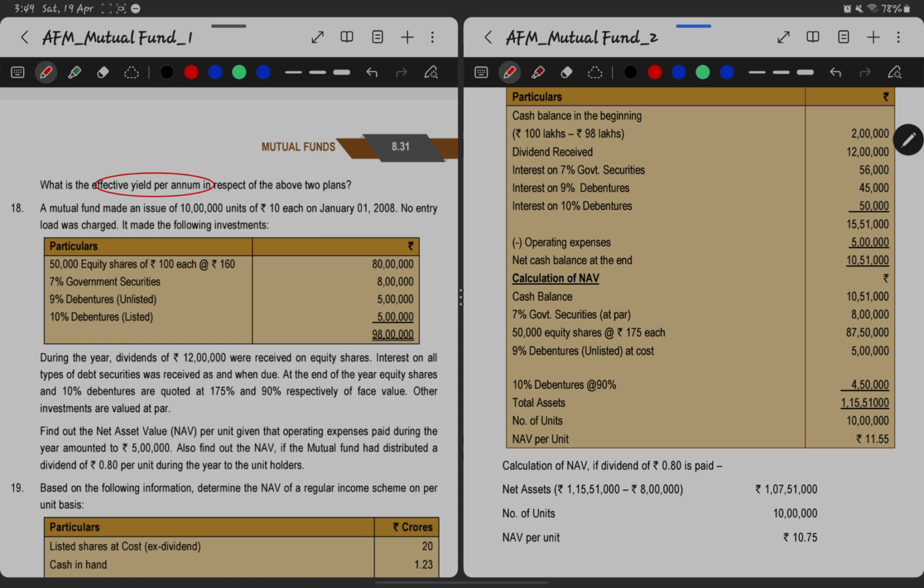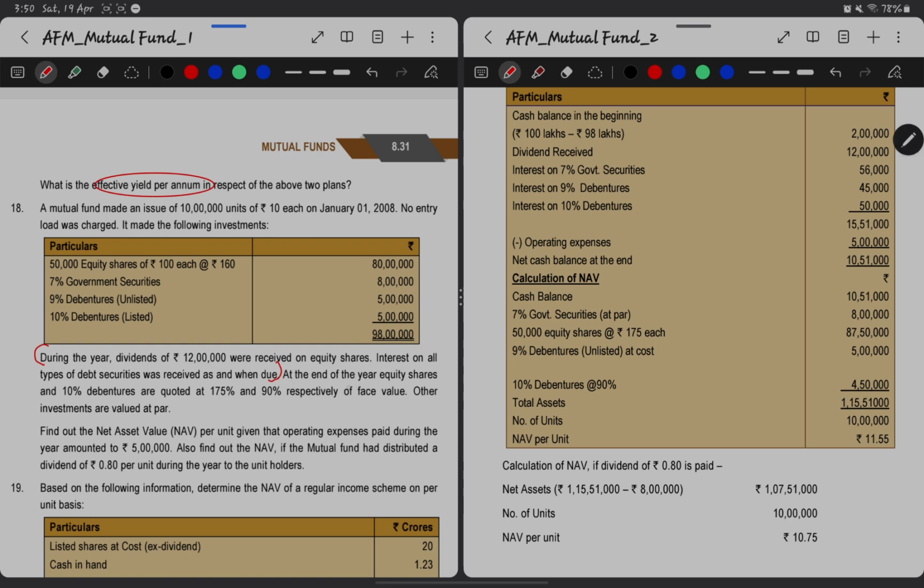By here only we can see that 10 lakh multiplied by 10 will be 1 crore. But they have invested only 98 lakhs, so 2 lakh will be in the cash balance. During the year, dividend of 12 lakh was received on equity shares. Interest on all types of debenture securities was received as and when due. So this will be the income on the investment by the mutual fund schemes.